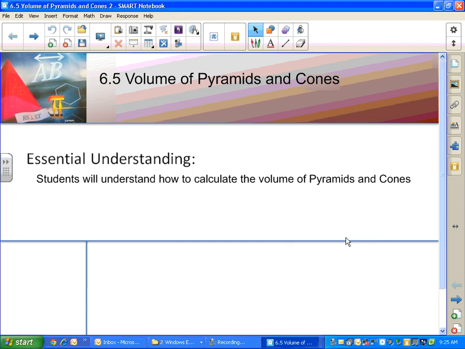This is section 6.5. We're going to look at the volume of pyramids and cones. And of course, our learning goal is that students will understand how to calculate and use the volume of pyramids and cones.